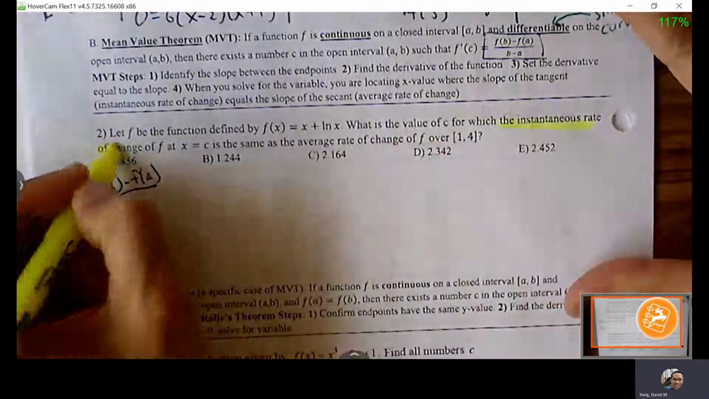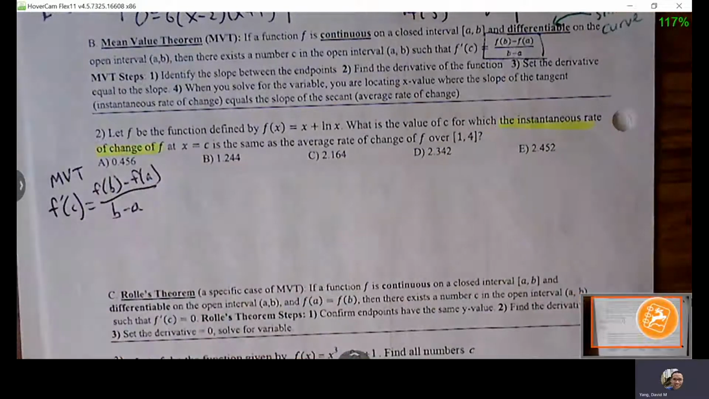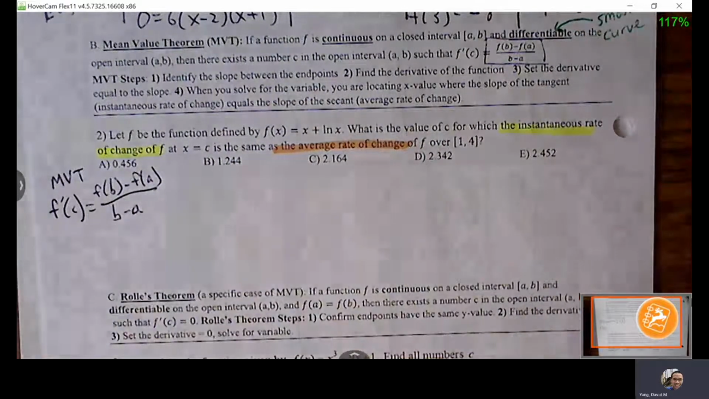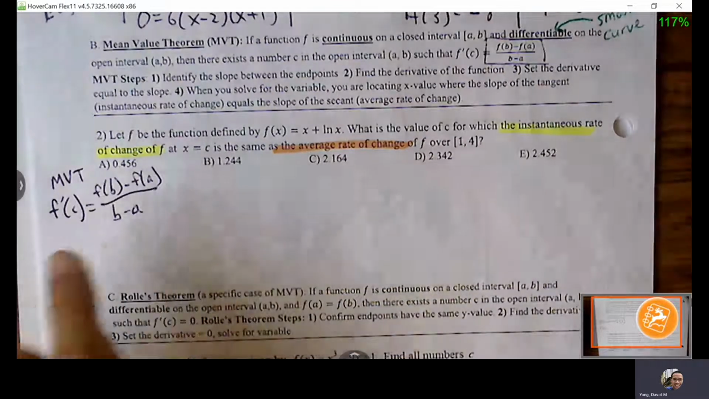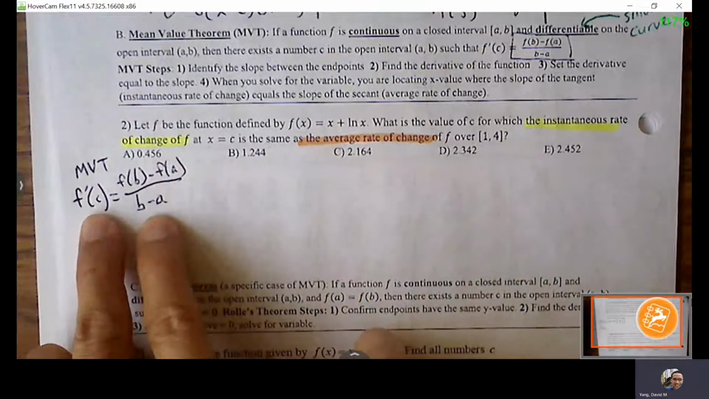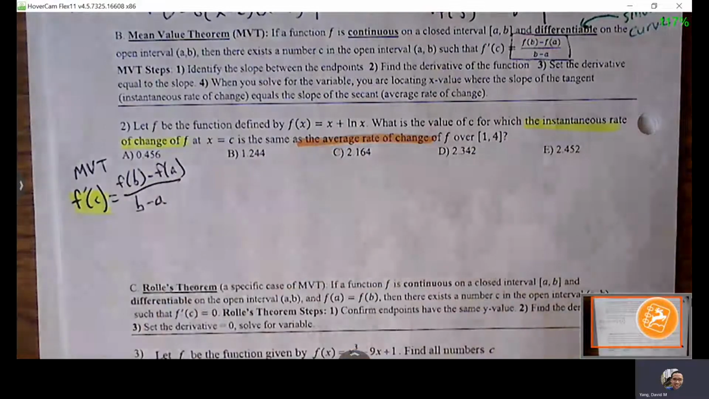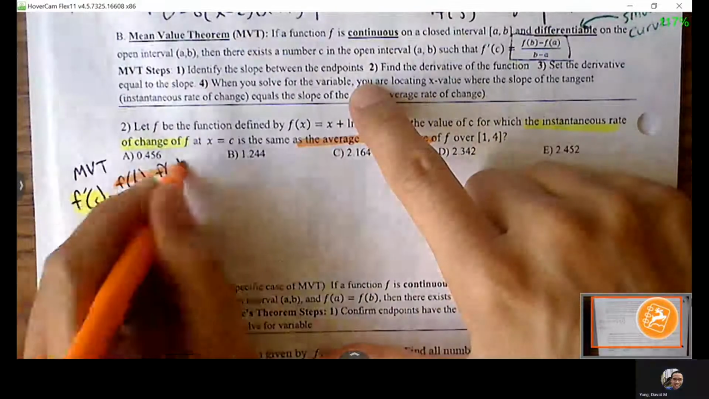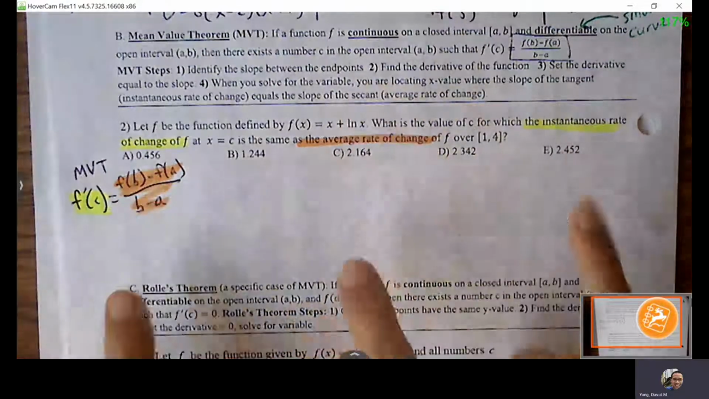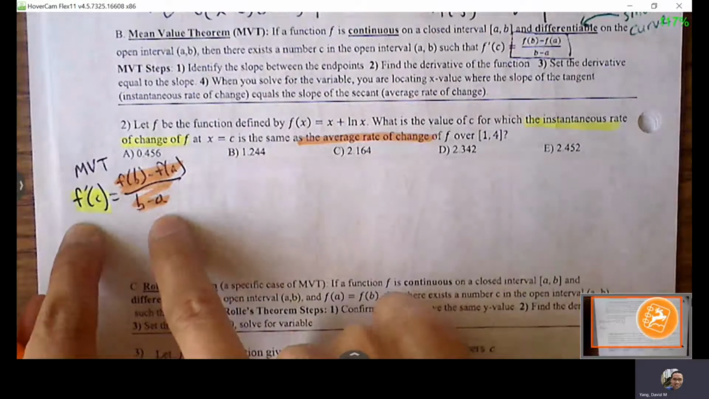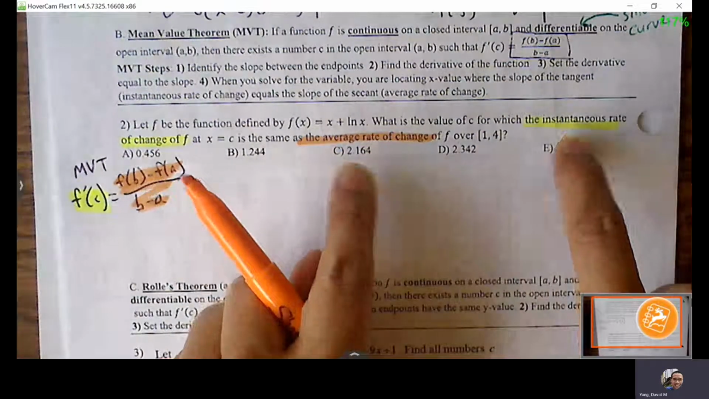Instantaneous rate of change is the same as the average rate of change. So whenever you see instantaneous rate of change equaling the average rate of change, that's describing this right here. Instantaneous rate of change is the derivative at a point. Average rate of change is the slope between endpoints. So that's how they're able to describe mean value theorem without explicitly stating it.